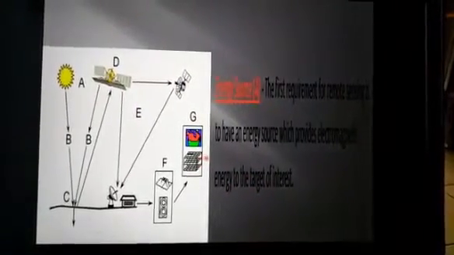A there is the energy source. This is the first requirement for remote sensing. For remote sensing to take place, we must have an energy source which provides electromagnetic energy to the targets of interest.